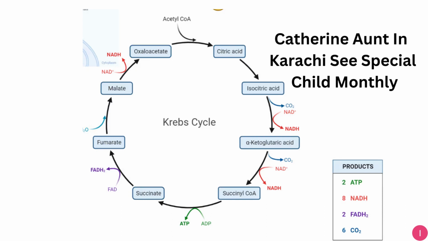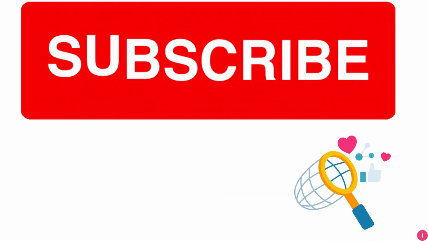Below you can see a chart. We often get asked about the products of the Krebs cycle. So in the Krebs cycle, 2 ATP is formed. ATP is an energy containing product. Okay, 2 NADH is formed, 2 FADH2 is formed and 6 carbon dioxide is also formed in the Krebs cycle.